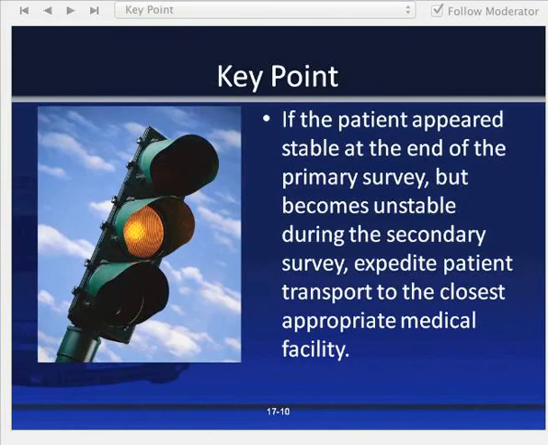If the patient appeared stable at the end of the primary survey but becomes unstable during the secondary survey, expedite patient transport to the closest appropriate medical facility.